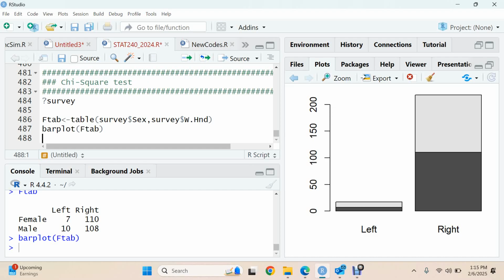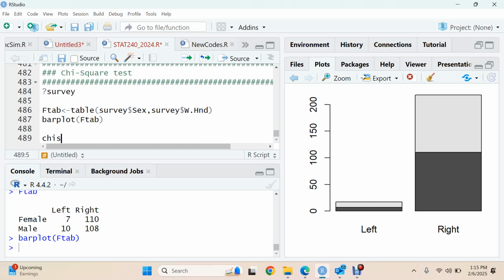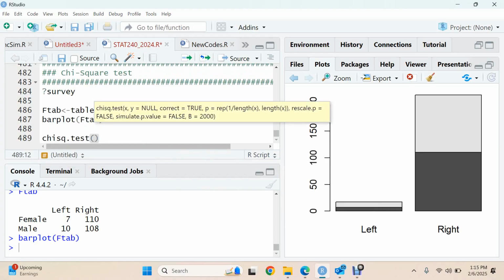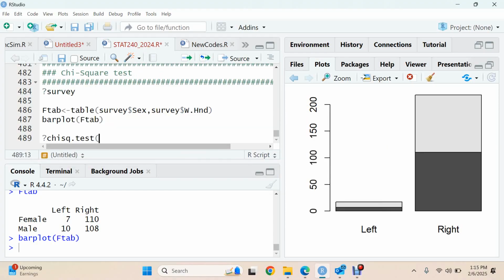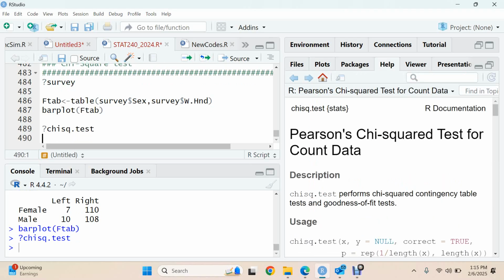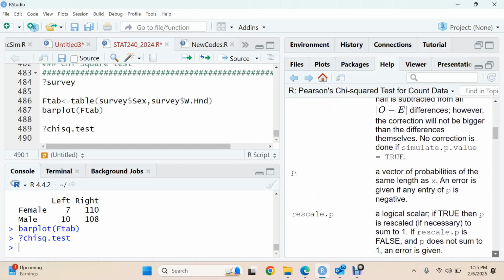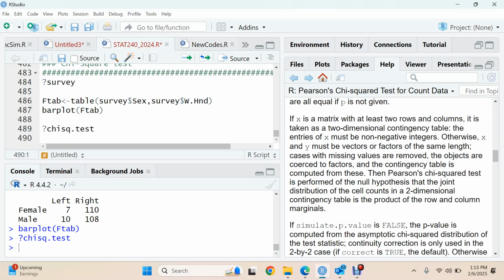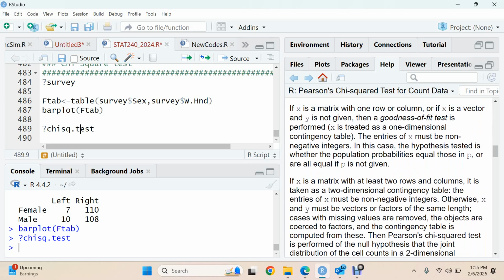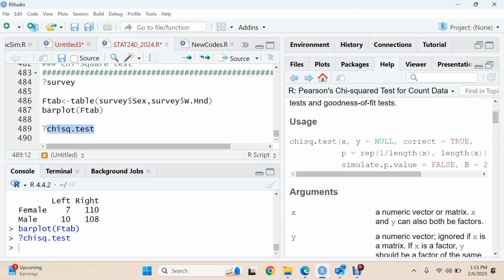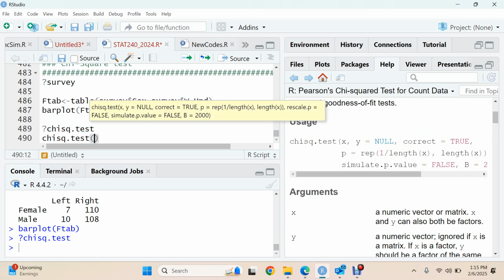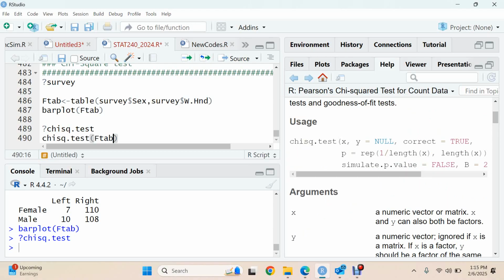Okay. Lastly, what I want to talk about is the chi-square, right? So what do we do? So there is a chi-square test like this. It calculates Pearson's chi-square test for count data. You can actually do it like X and Y, but X can also be a matrix and so forth. So I can just put in chi-square test, and I put my F table, which is a matrix.